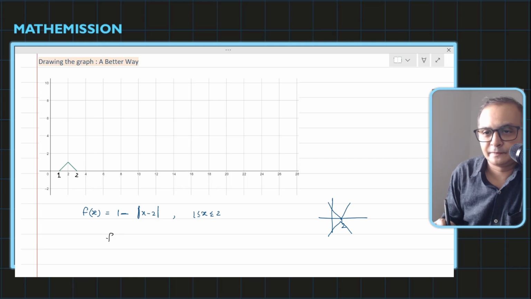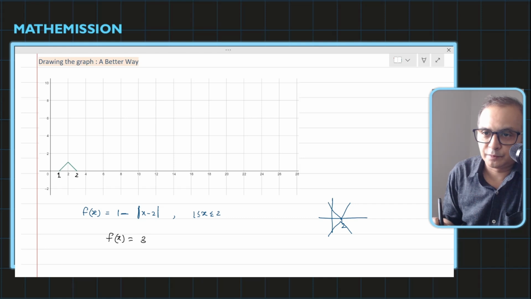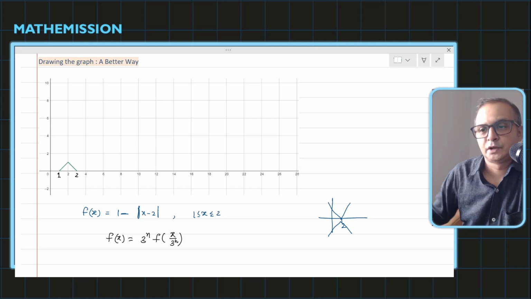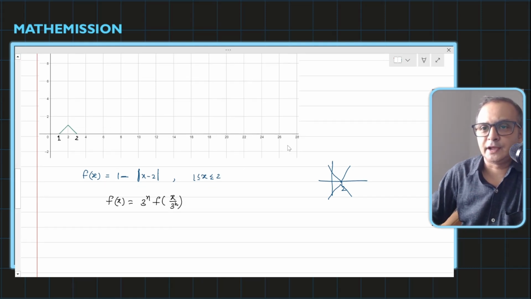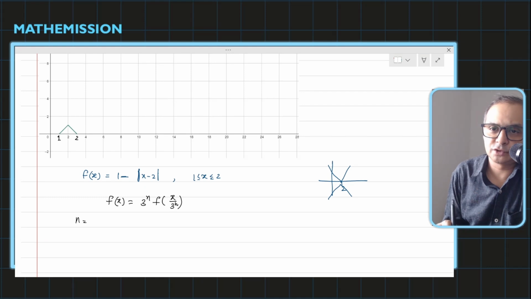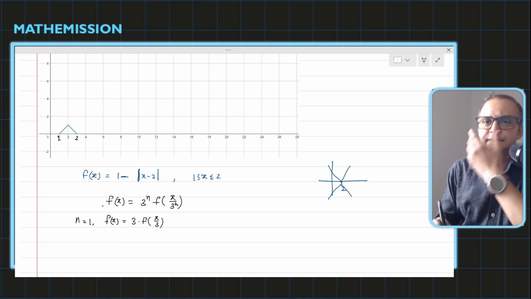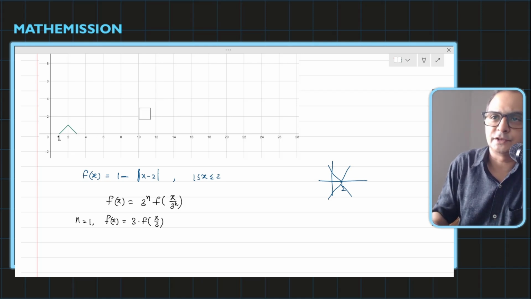I'm given that f of x is 3 to the power n times f of x by 3 to the power n. Let's now take n equal to 1. So for n equal to 1, you can notice that f of x is 3 times f of x by 3. What is the meaning of this? This is 3, not 2 as I had written, very sorry for that.